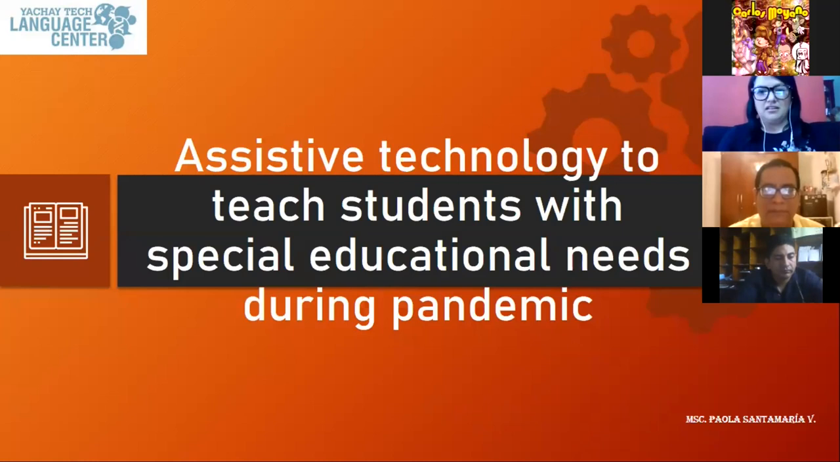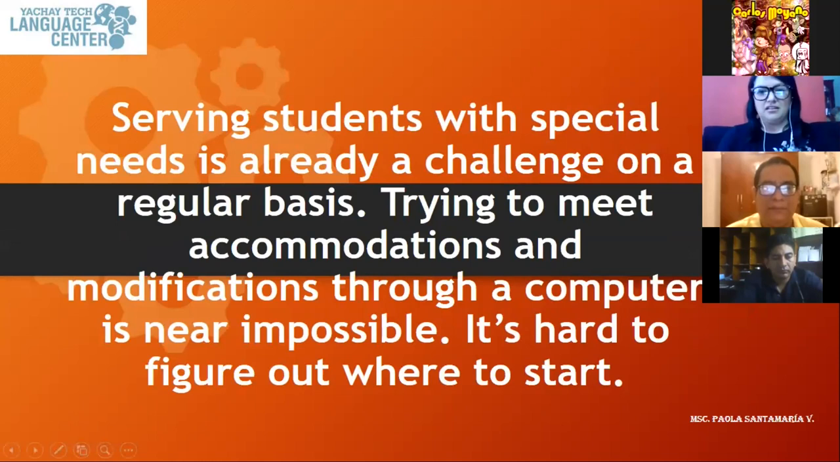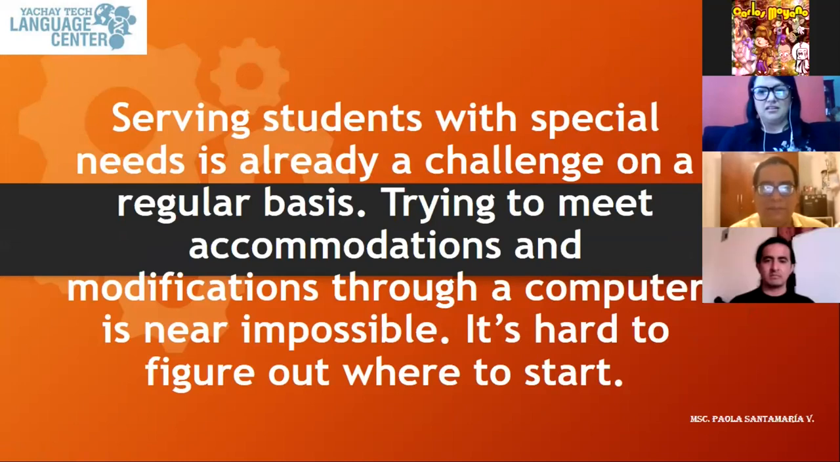As we all know, it has been very difficult for all of us teachers, in the regular basis within our four walls in the classroom, to address learning for special educational needs. The reality of our classroom is that in public schools we probably have 40 to 50 students, at school and high school level, and within this group there are regular students, let's call them this way, and these special educational needs students. So serving students with special needs is already a challenge on a regular basis.